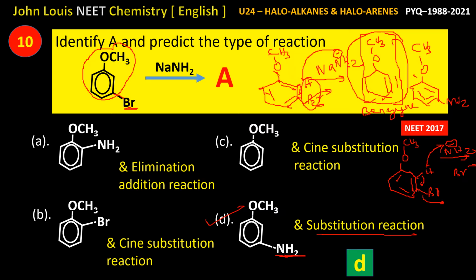So therefore here option D is correct, because option D is given as what? This NH2 is substituted in the same meta position. If you take option A here, the NH2 comes in the ortho position, whereas Br was in the meta position. But meta-bromoanisole undergoes substitution only in the same meta position. That's why option D is the correct one here. Hope you understood this and everything is clear.